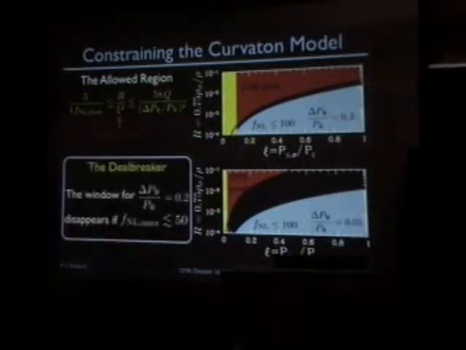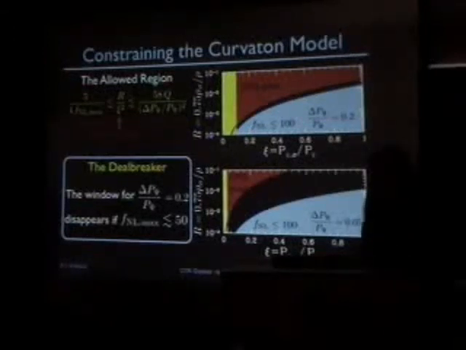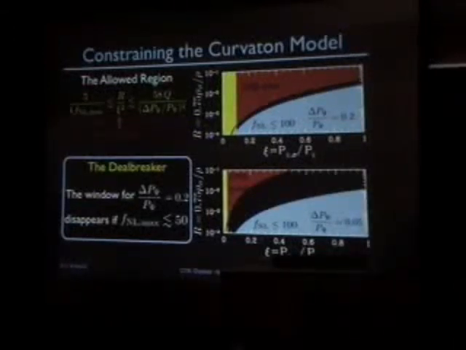And now we come to the deal breaker. This window here closes completely if f_NL is constrained to be less than 50. So this model makes a definitive prediction about what the measured non-Gaussianity will be that's very testable by Planck in the near future, about whether or not the CMB data is consistent with such a large value of non-Gaussianity.